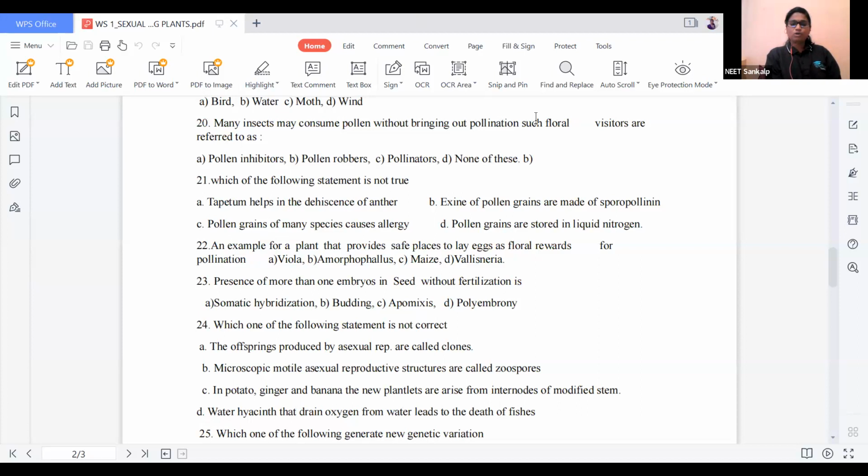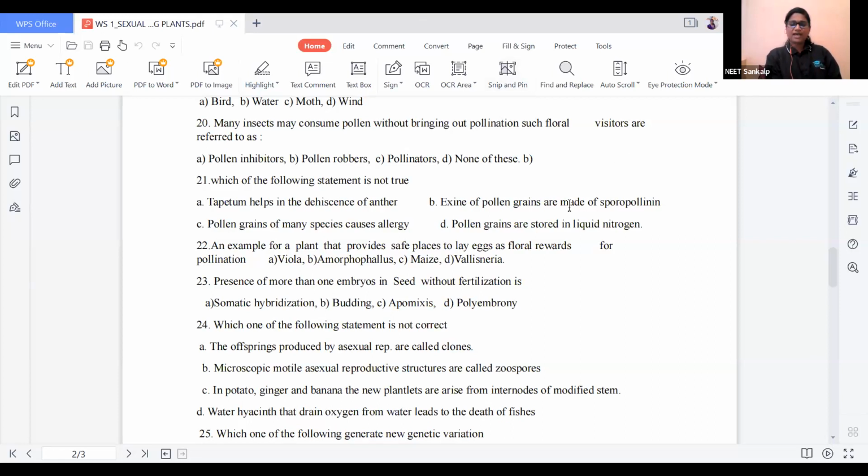24th question. Which one of the following statements is not correct? The offspring produced by asexual reproduction are called clones. In potato, ginger and banana, the new plantlets arise from the internodes of modified stem. Option C, microscopic motile asexual reproductive structures are called zoospores. Option D, water hyacinth drains oxygen from water and leads to death of fishes. They asked which one of the statements is not correct. Priyanka, Anvita, Komala. What about others?